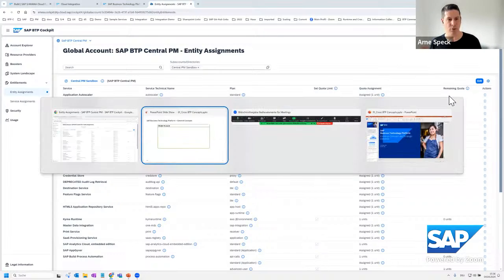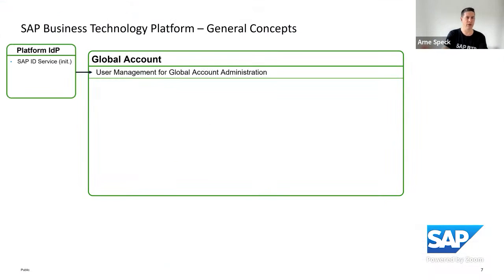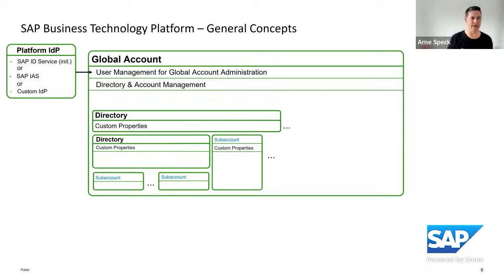Okay, so let's go back. What did we learn so far? We have the global account. We have the user management for the global account administration with the roles and the users and the identity providers. As identity providers, initially ID service, but also the possibility to have other identity providers. We saw that we have the structuring with the help of the directory and the custom properties. We also have these custom properties, by the way, in sub-accounts, so that you can classify them this way.